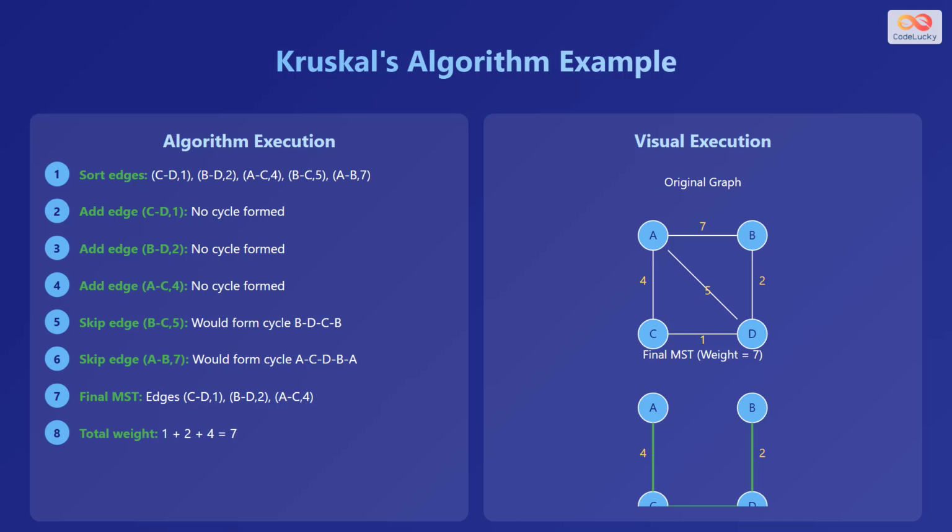Thus, the final MST includes edges C to D with weight 1, B to D with weight 2, and A to C with weight 4. The total weight of the minimum spanning tree is 1 plus 2 plus 4, which equals 7.